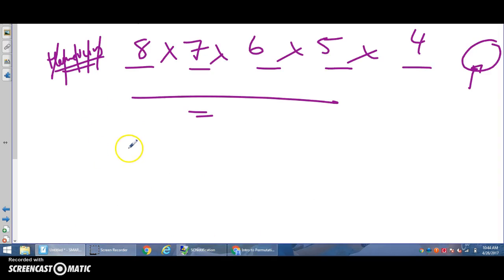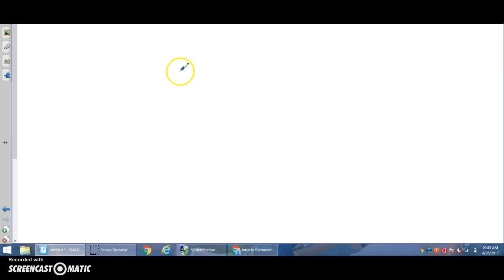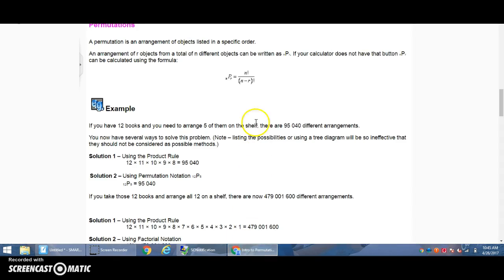So what I have is 12 things, and I want to choose 5 of them. When we have it written down in general, let me start that again. If I have 12 things and I want to choose 5 of them, let me write this out in general.